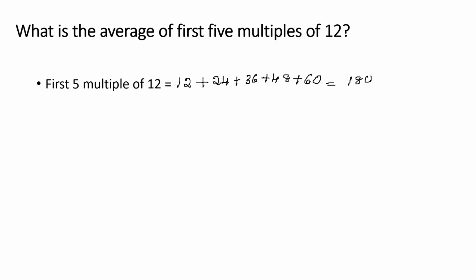180. Now, therefore, average will be equal to, so we have the formula, total sum of the observations divided by number of values. So total is 180 here. So 180 divided by the number, which is 5. So 180 divided by 5 is 36. So the average of the first 5 multiples of 12 is 36.